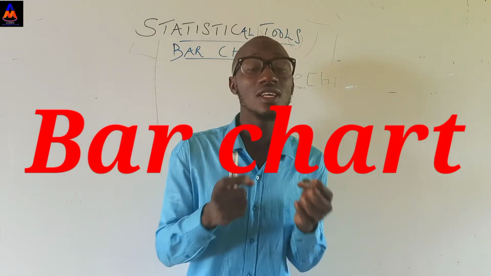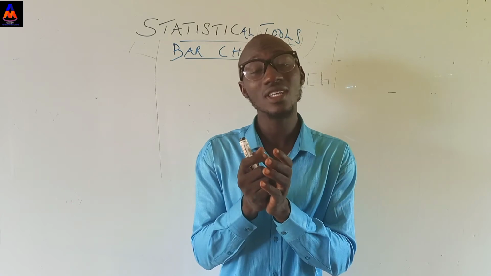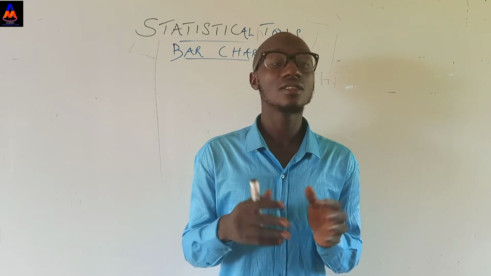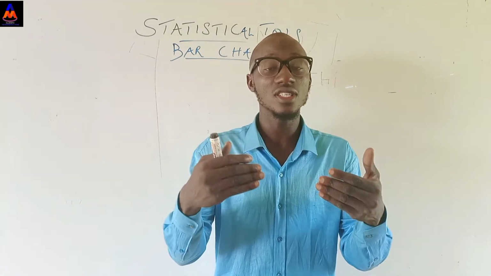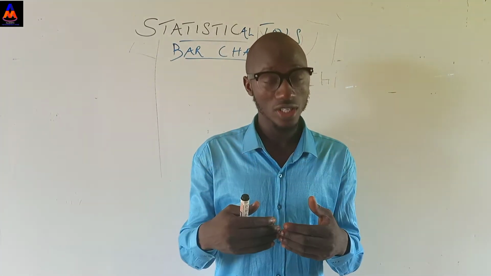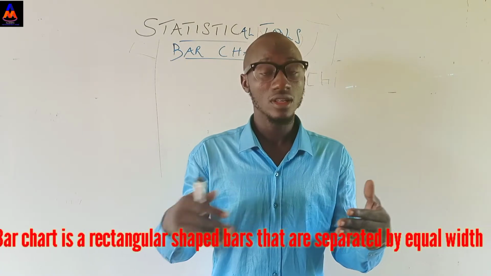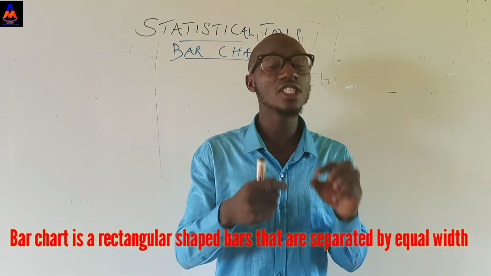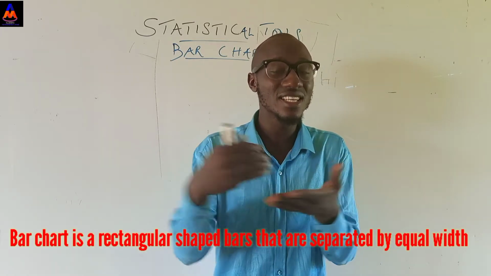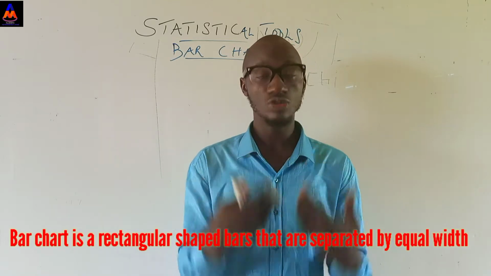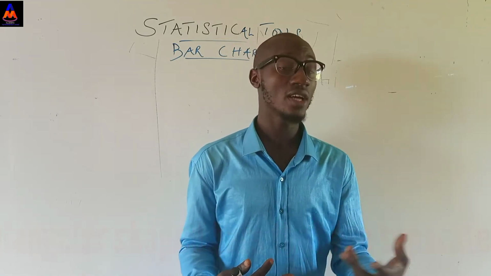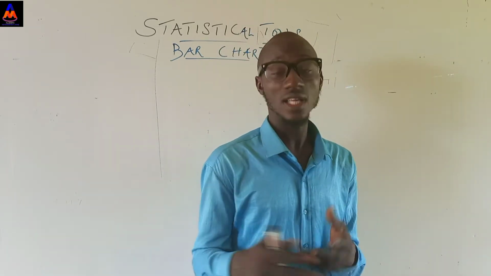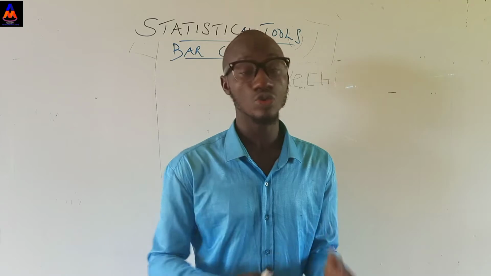A bar chart is made of rectangular bars. The bars are rectangular in nature, and between each of the bars there is the same distance, equal width between them. What I'm saying will be clearer when I have a practical example. Let's give ourselves an instance, and from that example we will understand it better.